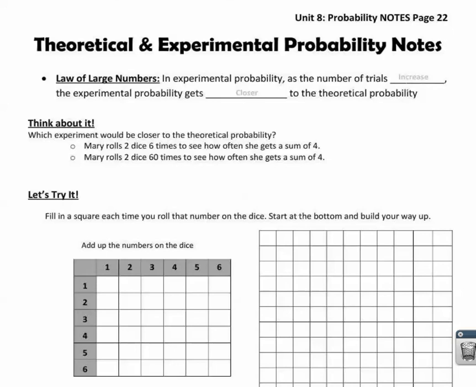So think about it. Which experiment would be closer to the theoretical probability? Mary rolls 2 dice 6 times to see how often she gets the sum of 4, or Mary rolls 2 dice 60 times to see how often she gets the sum of 4. The second example, where she rolls the dice 60 times, is going to get you closer to your theoretical probability.